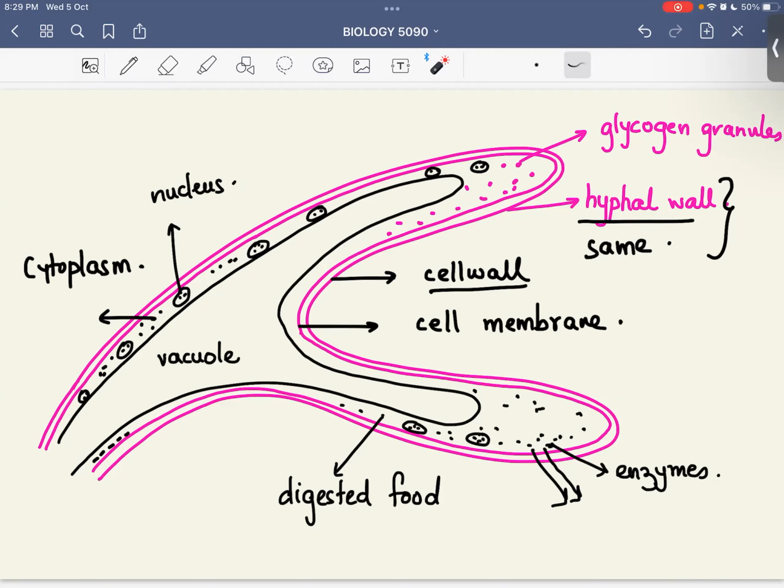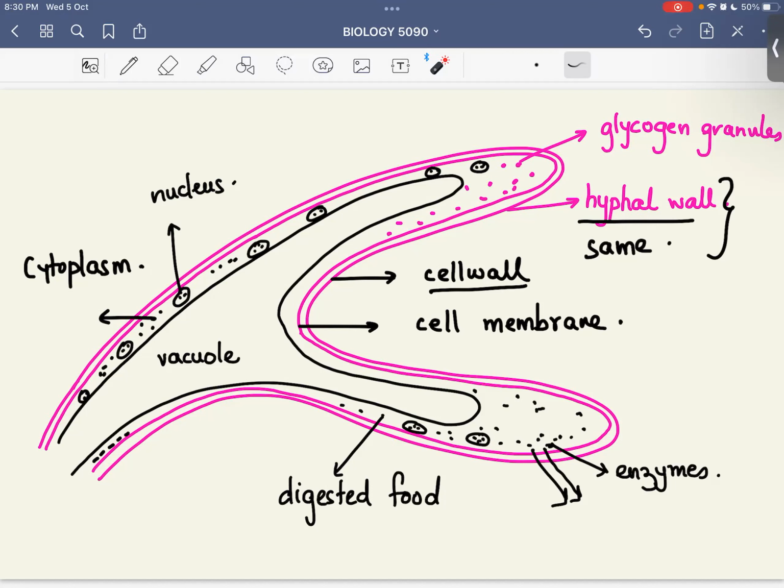Miss, basically this is very similar to a plant cell, and it has a nucleus, it has the central vacuole, it has cytoplasm, it has digested food, enzymes acting so that the process can speed up, and then it also has a cell wall or a hyphal wall. Both of them can be considered the same. It has the cell membrane, and it also has glycogen granules.